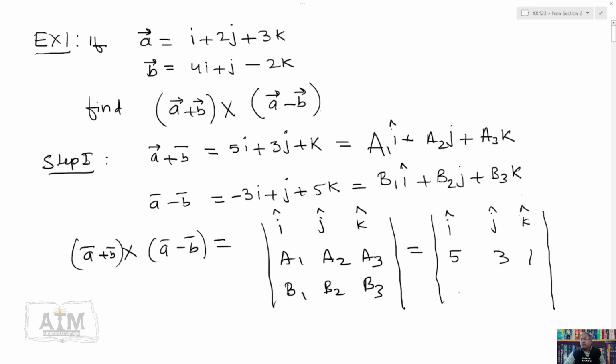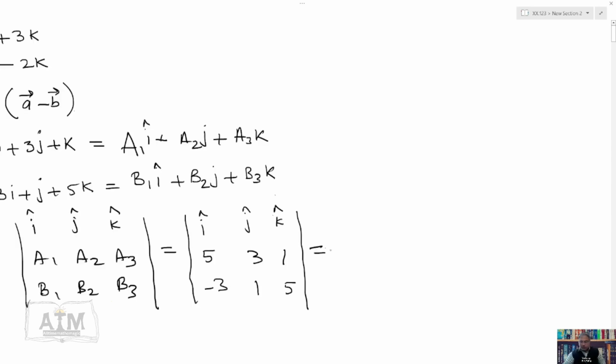b1 value that is -3, b2 value that is 1, and b3 value that is 5. Now we'll expand this determinant. Now expanding the determinant, here is the i, here is the 15 minus 1 minus j, then 25 plus 3 plus k and 5 plus 9.